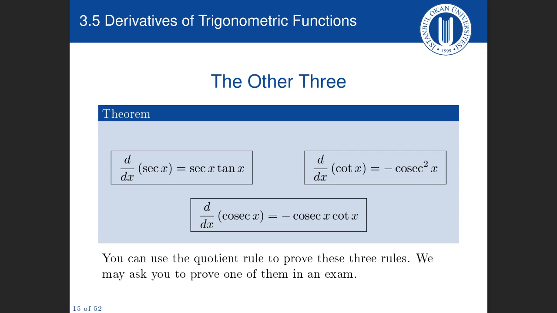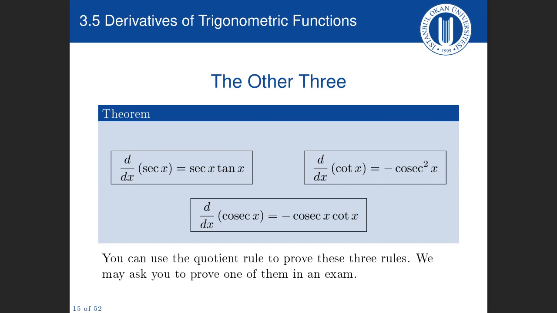And I'm just going to tell you the formula. The derivative of sec x is sec x tan x. The derivative of cotan x is minus cosec squared x. And the derivative of cosec x is minus cosec x cotan x. It's possible to use the quotient rule to prove these 3 rules.